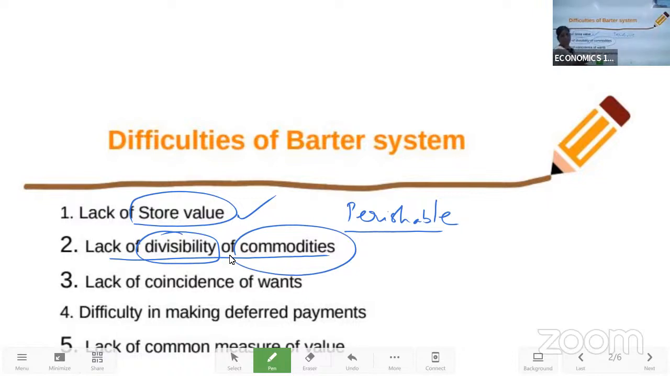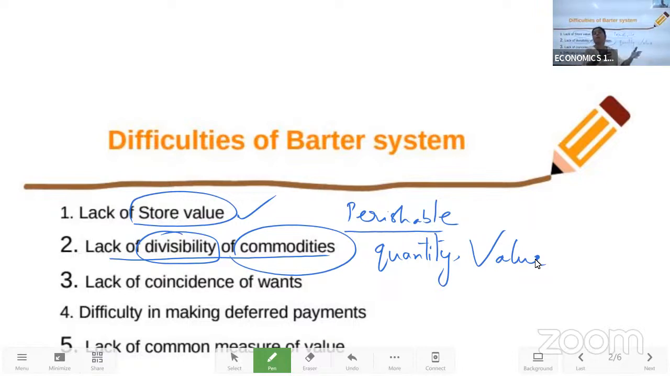Here under the barter system, based on the quantity as well as its value, there are some commodities which it is compulsory that you have to divide into one or more parts to exchange for one product or another good. But it is not possible to divide some commodities into one or more parts.